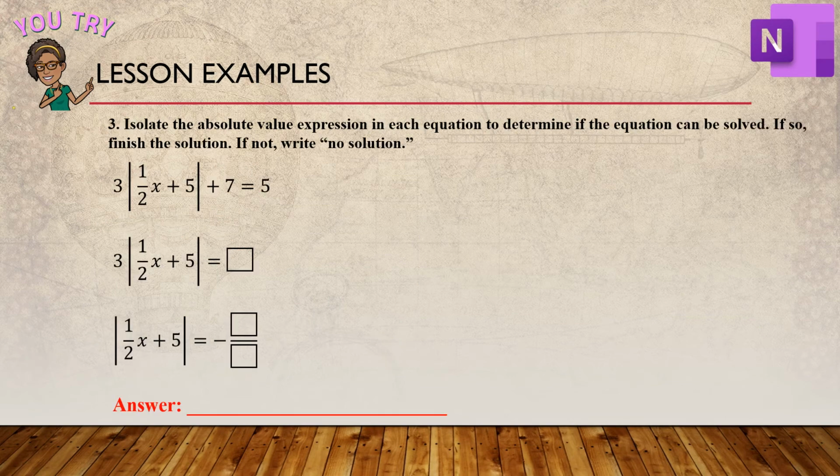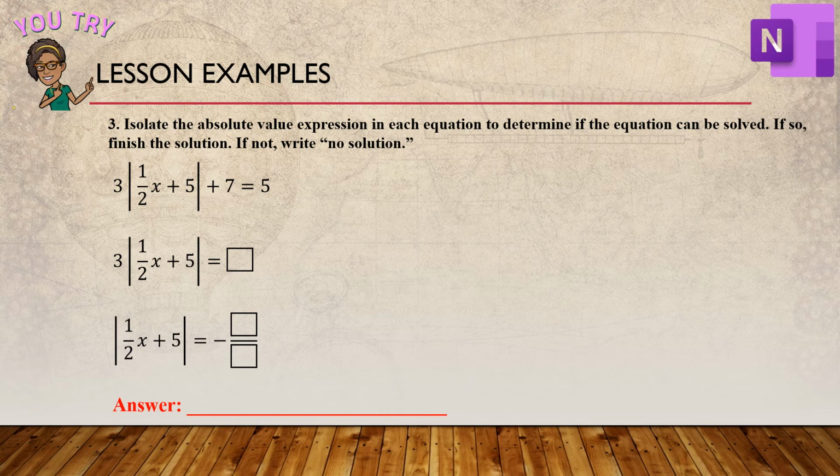All right, so example number 3. Again, work it out in your notebook on your own, put your response in quizzes, and then come back to see if you worked out everything correctly. Number 3 says isolate the absolute value expression in each equation to determine if the equation can be solved. If so, finish the solution. If not, write no solution.